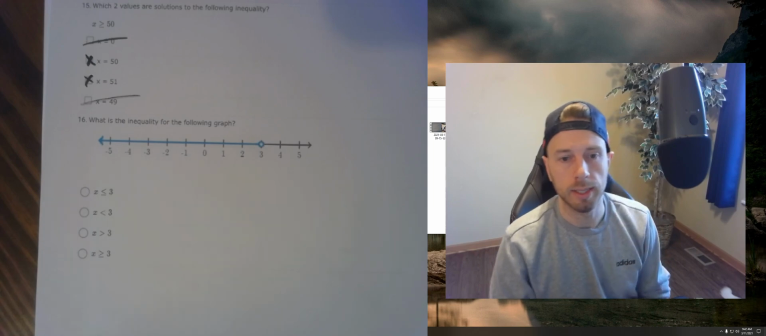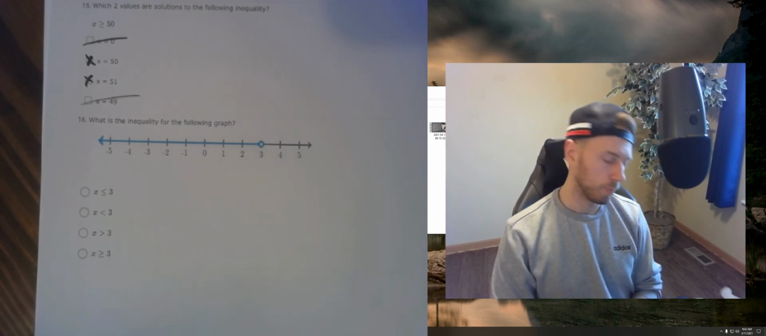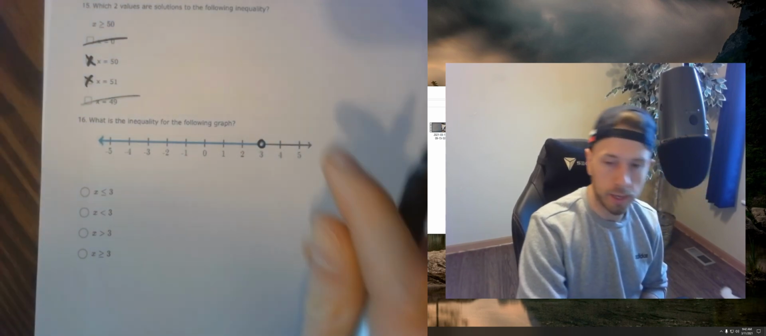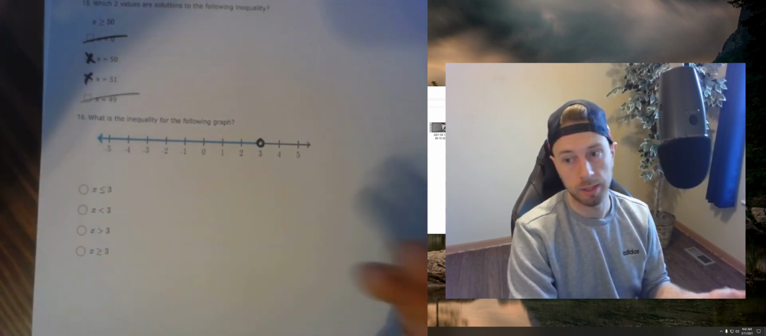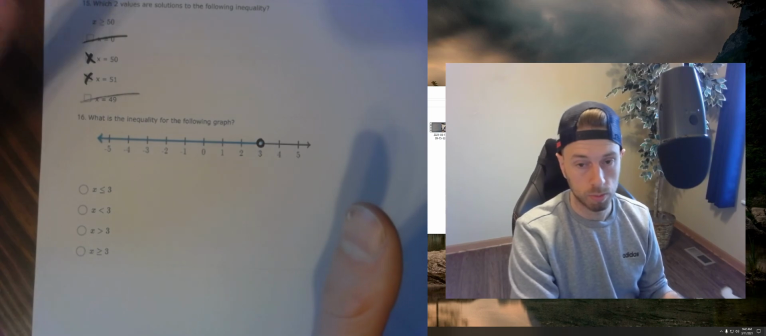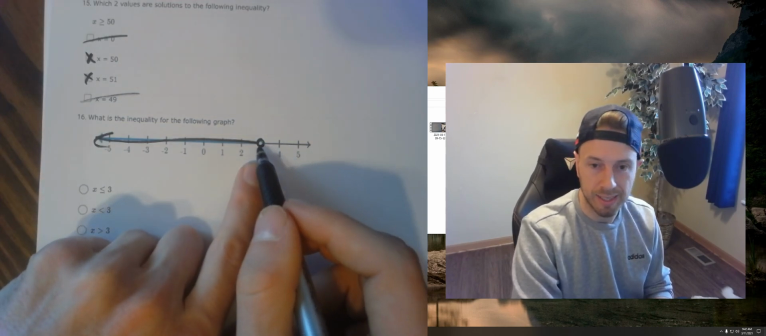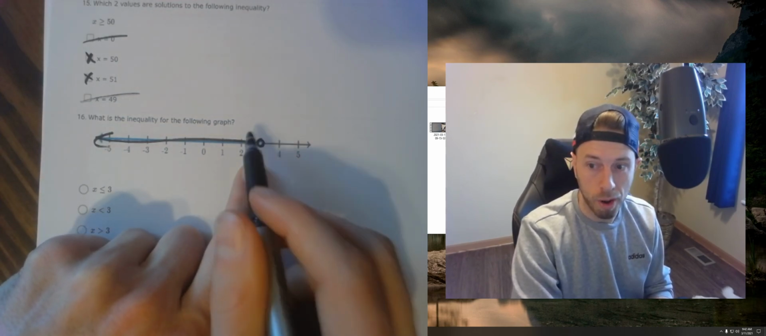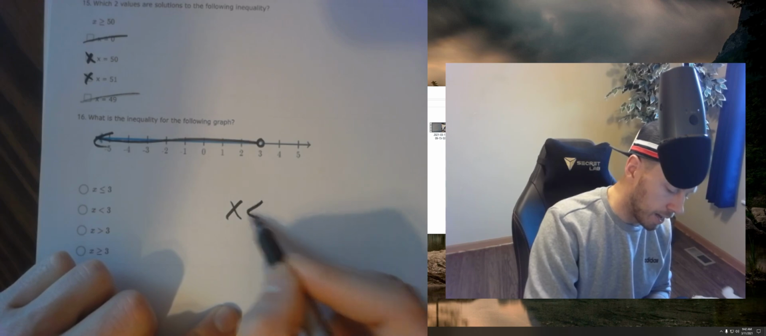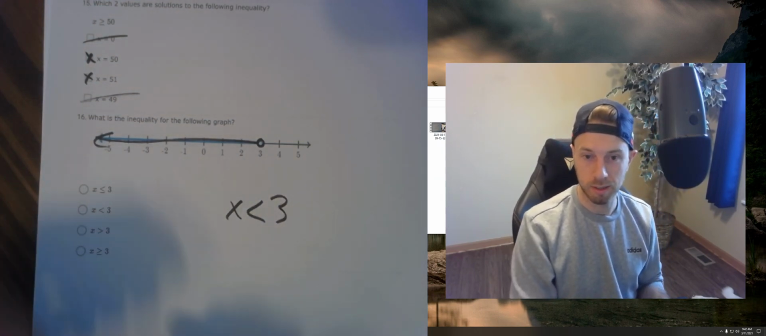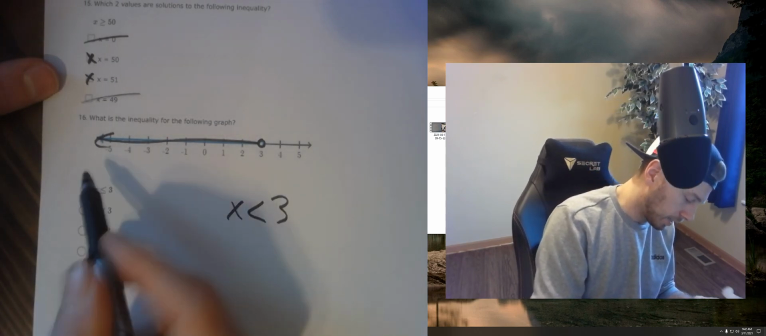Number 16, what is the inequality for the following graph? Well, the graph has an open circle, so I know it's either just going to be less than or greater than, not equal to, and it's going down, right? So we're looking for numbers less than 3. So our number x is less than 3. So the answer to this one is all numbers less than 3, x is less than 3.